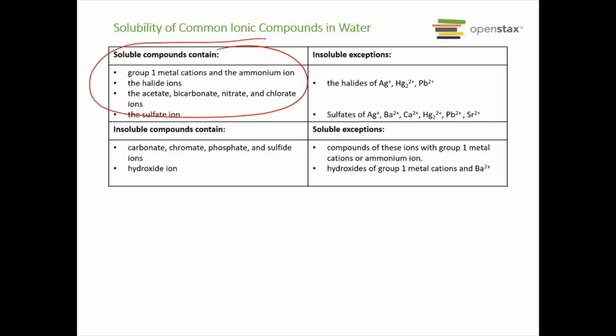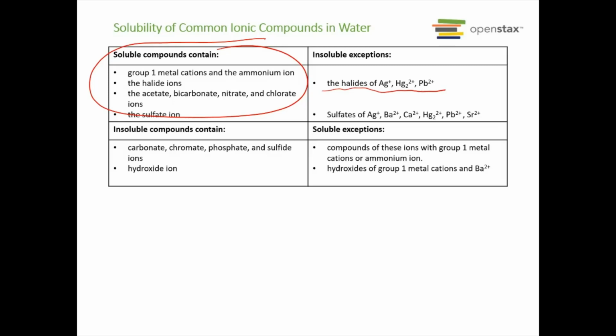However, there are exceptions. For instance, halides. The halides of silver, mercury 2+, and lead 2+, if those are with a halide, they are actually not soluble. And that's actually because of the silver, mercury, and lead themselves. So if you were given AgCl, and I ask you if it's soluble or not, you would go, hey, that's a halide, but it has silver on it, it's not soluble.